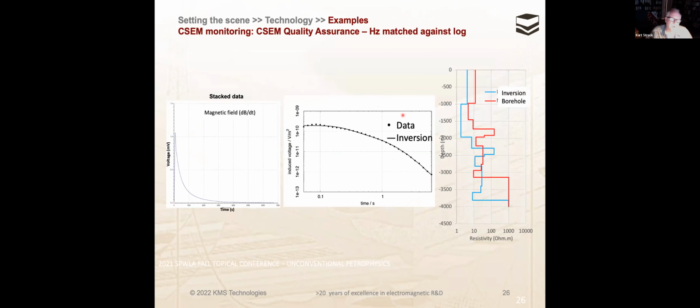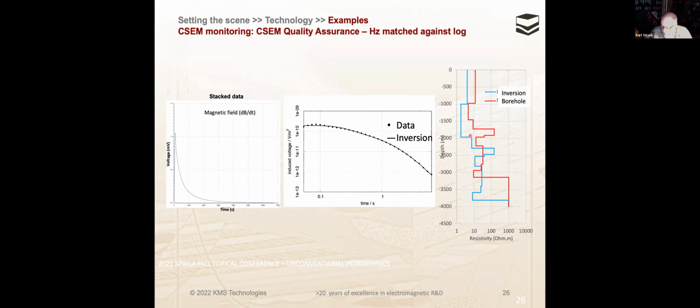For the CSEM quality assurance, we stack the data, and this is a typical magnetic field transient. For those of you that know it, it's a good looking one. Then this is inverted, and these are just fast inversions. They're not really tried to match perfectly. We have much better ones now, like 6 months later, we match this log much better, and we'll talk about that in a second. But it's not about matching the log, it's making sure that the data is okay and we can use that data as baseline.